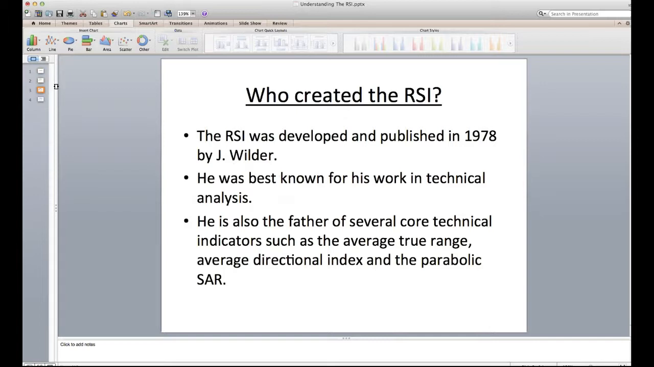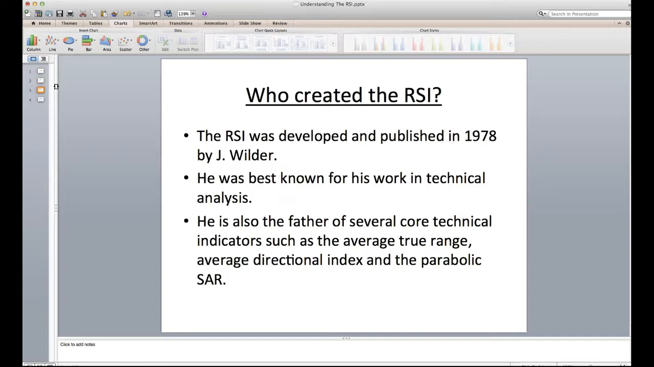Who created the RSI, the Relative Strength Index? The RSI was developed and published in 1978 by J. Wilder, probably before some of you guys were born, right? I was born in '85, so I wasn't even thought of yet. J. Wilder was best known for his work in technical analysis. He is also the father of several core indicators that we use today.